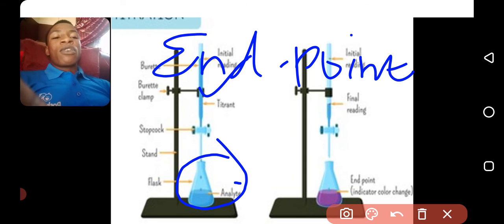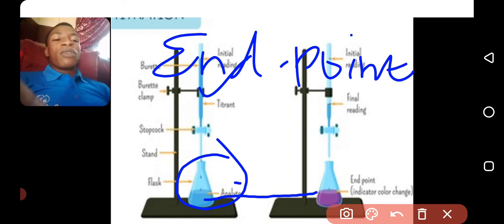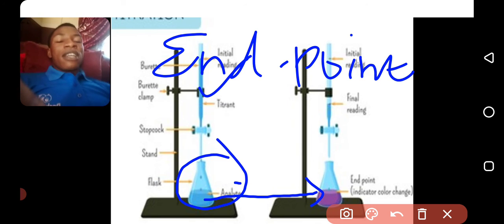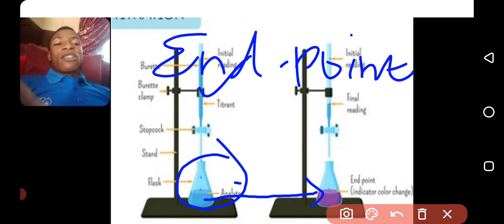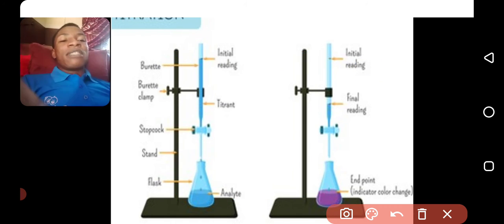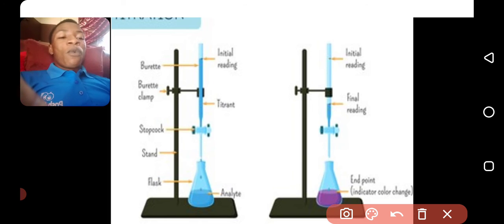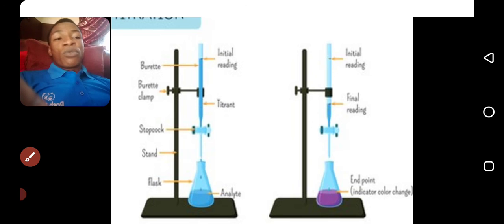You can see the color now from blue here to purple here, just for instance. So that is the end point of a titration, and that shows you where the acid has completely reacted with the base in that case. So that is the meaning of end point, and that is how you do an acid-base reaction when the base is soluble in water.